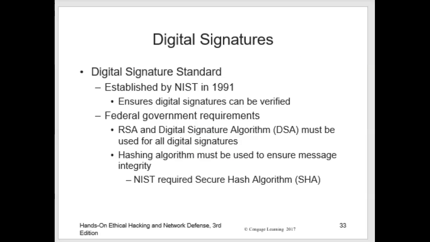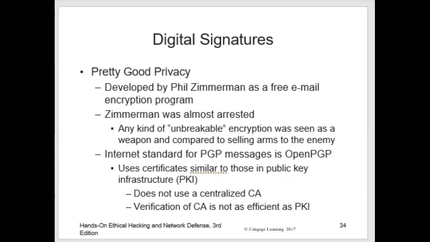Now, digital signatures were established by NIST, the National Institute of Standards and Technology, in 1991. NIST is actually a U.S. government standard. So it makes sense that the federal government then requires RSA and digital signature algorithms be used, including the NIST required SHA, or secure hash algorithm.